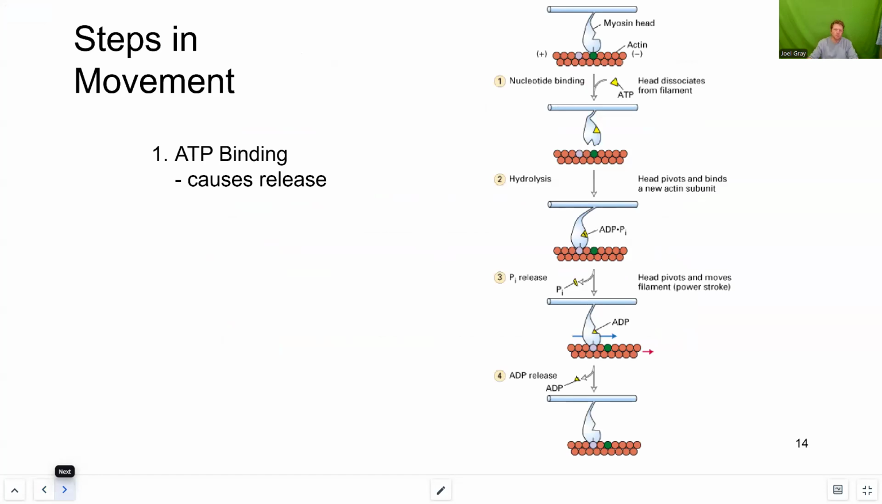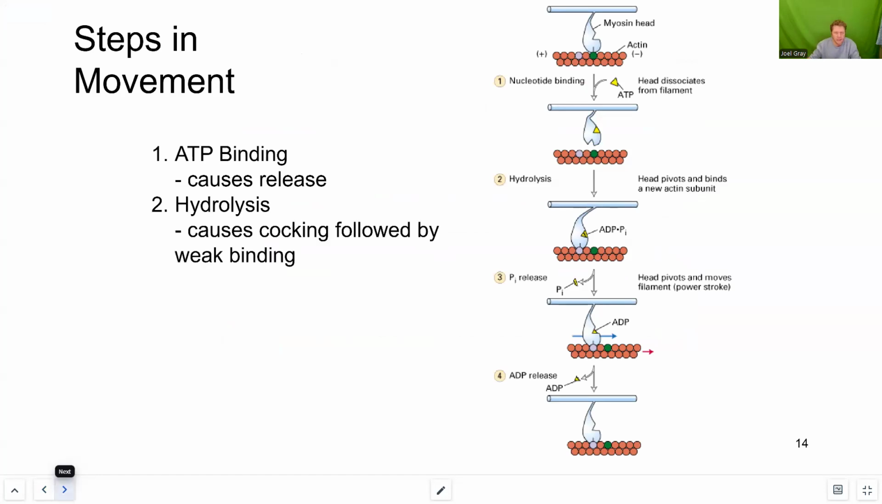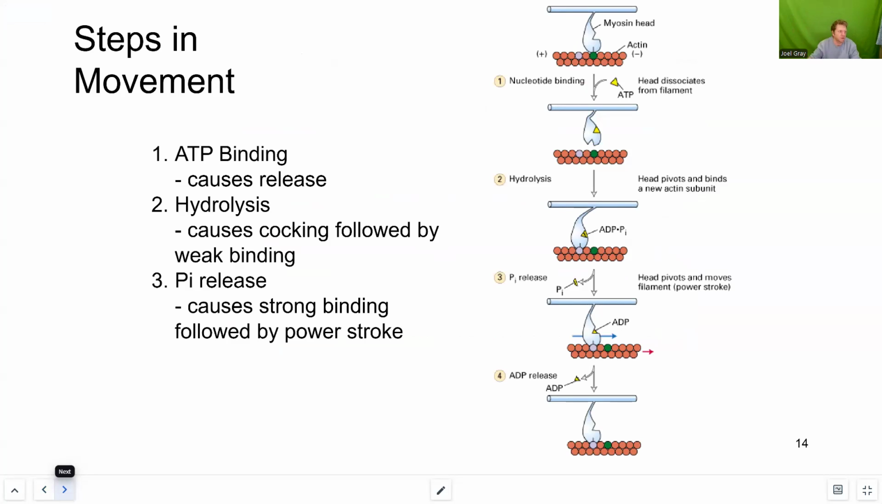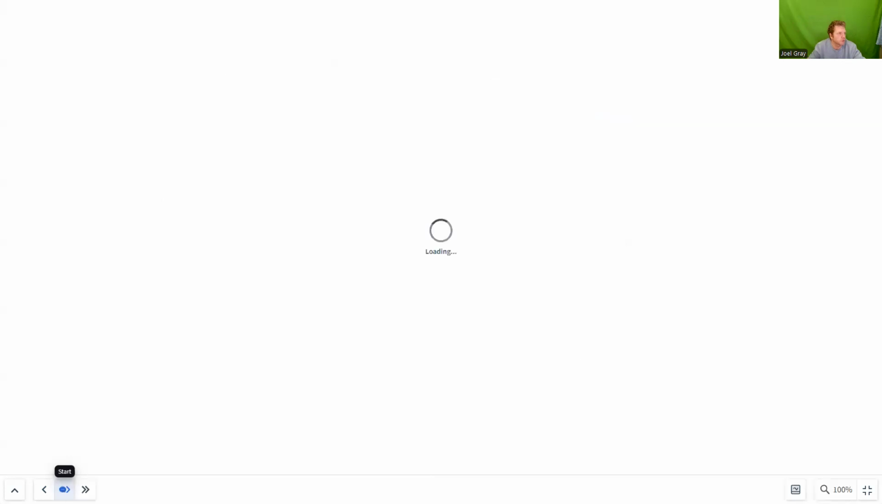ATP binds, causing a release. ATP hydrolysis takes place, causing the cocking of that head group, or that neck group, followed by a weak binding. The inorganic phosphate, the Pi, is going to be released, which causes strong binding, followed by a power stroke, or that movement of that actin filament. ADP is released, and the movement of our actin filament causes ADP to be released.